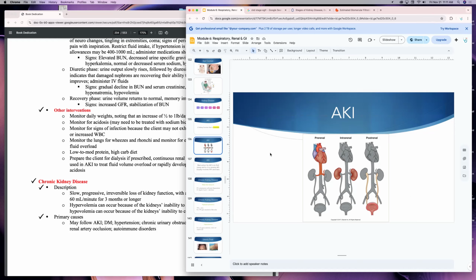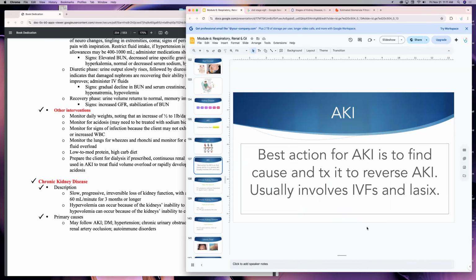Okay? If you can understand that, you will be good for NCLEX. All right? The best action for acute kidney injury is to identify the cause and reverse it, reverse the AKI. This usually involves IV fluids and Lasix, but every situation is different. So when you come across the situation, you will work with the healthcare provider. But again, usually you're dealing with a situation where blood pressure is low, and that usually involves IV fluids.